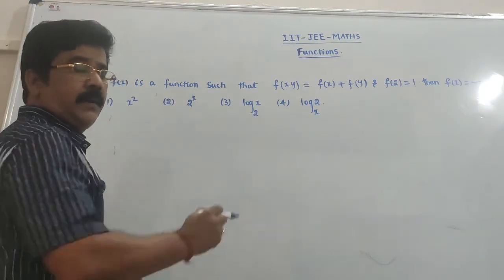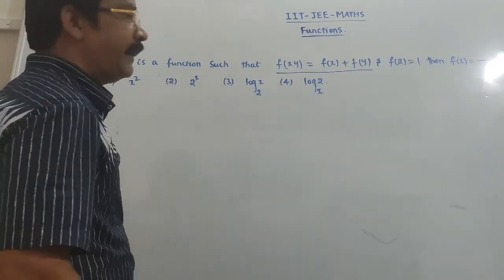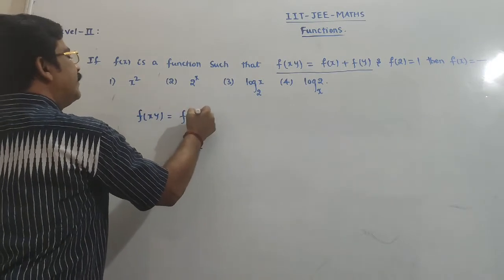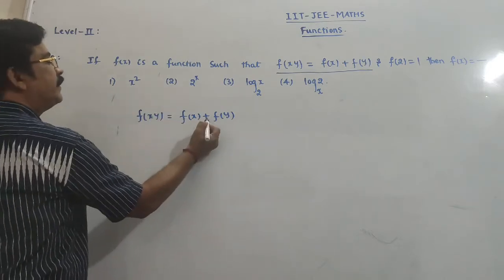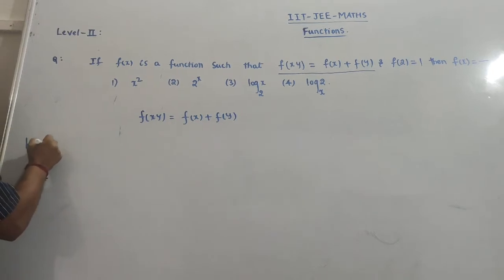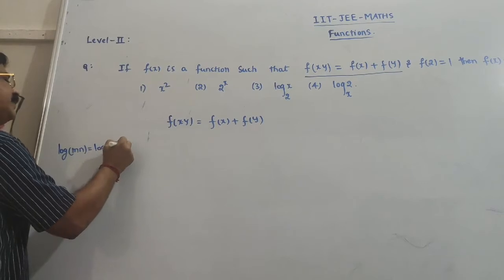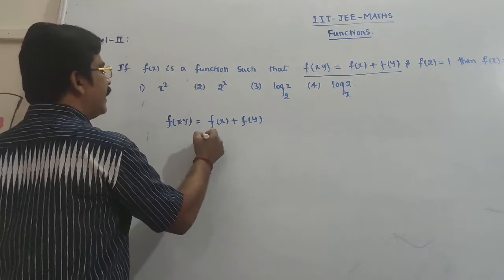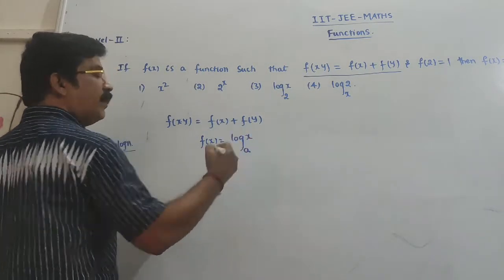Next question. The given condition is f of xy equal to f of x plus f of y. Here a product is expressed as a sum. Let us remember the logarithm formula: log of m into n equals log m plus log n. So it seems to be like that. That's why we are taking f of x equal to the log function, log x. We don't know about the base.